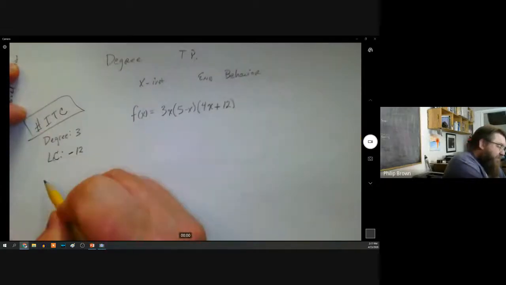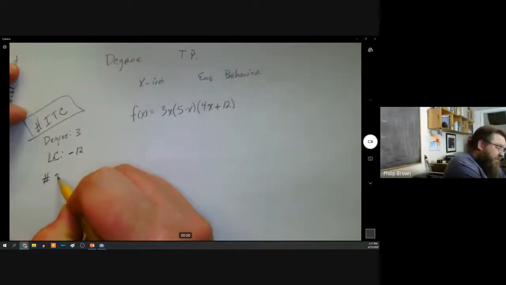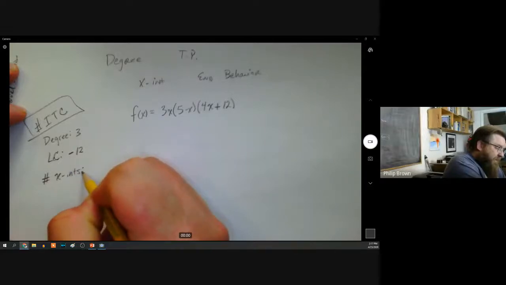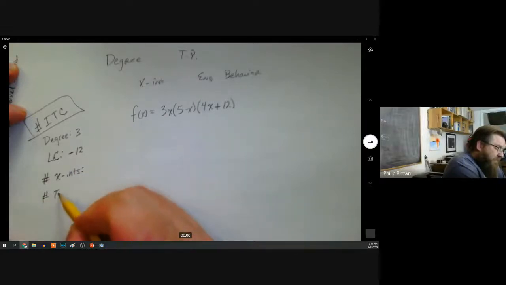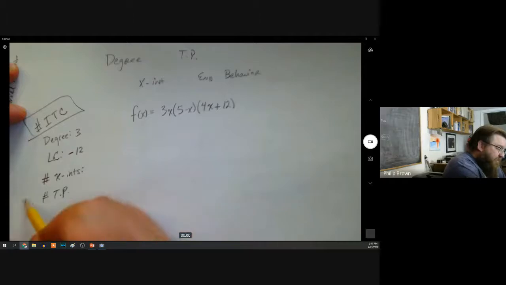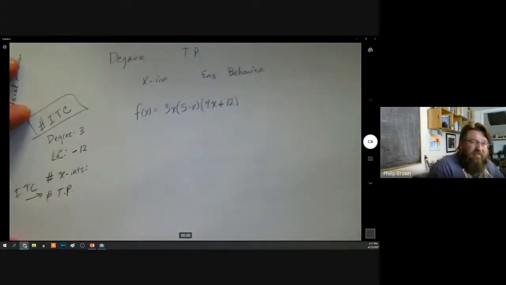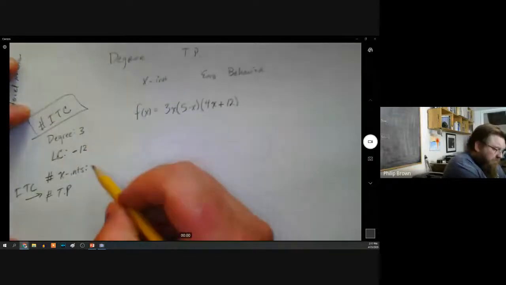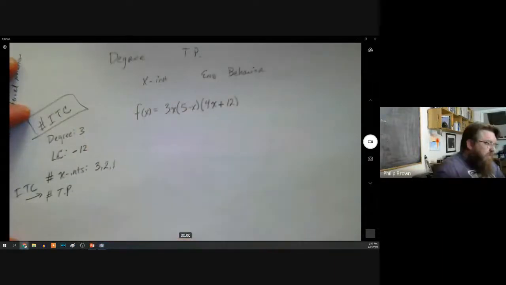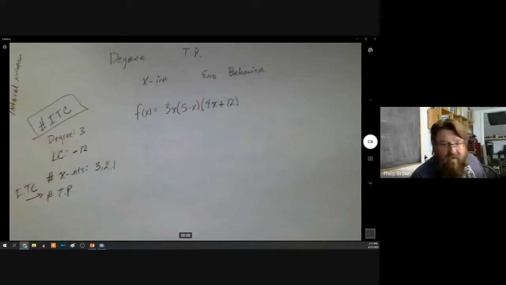Okay, so what's the possible number of x-intercepts and then possible number of turning points? You guys do this one and I'll do the other one. I'll do the number of x-intercepts. If the degree is 3, we're always going to have at least 1 x-intercept. If it's an odd degree, always at least 1. The maximum is going to be 3 because it's going to match the degree. And the minimum is going to be 1. So we have 3, 2, or 1. And you guys tell me about the turning points. Possible turning points.